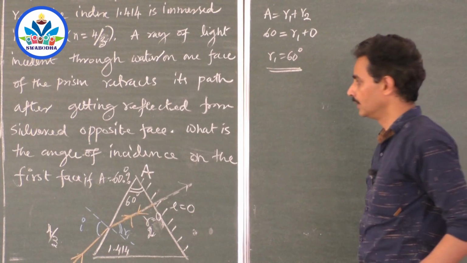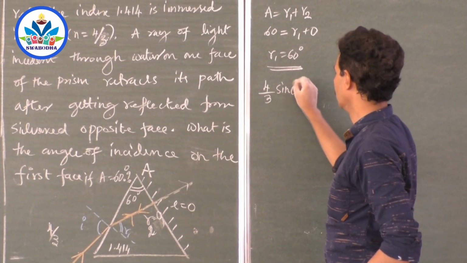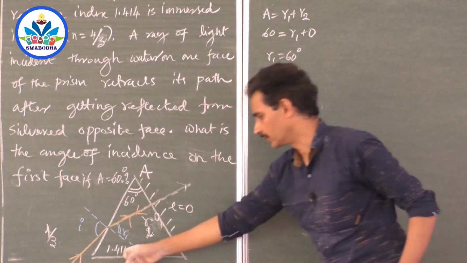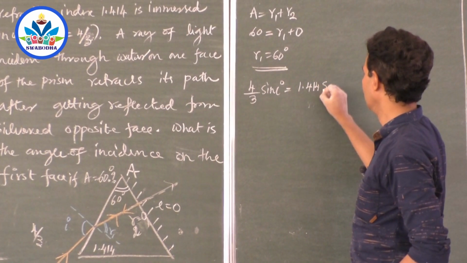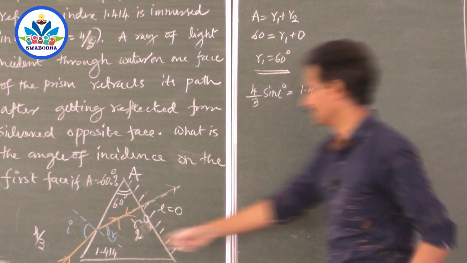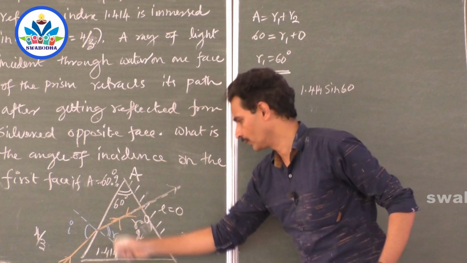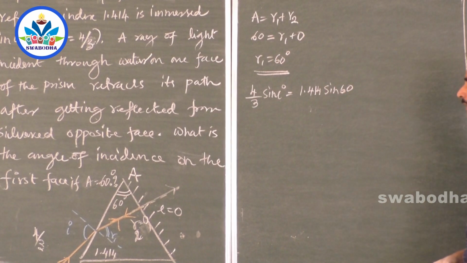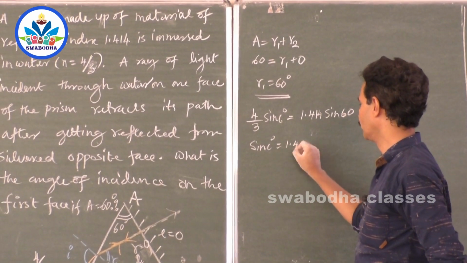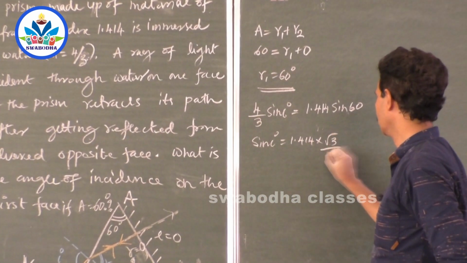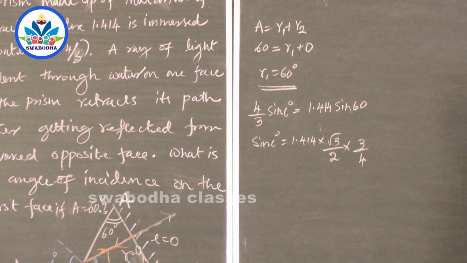What does Snell's law say? N1, 4/3 sin I is equal to N2, 1.414, sine 60. Am I right? R1 is 60. So 4 by 3 sine I is equal to 1.414 sine R1, R1 is 60, sine 60. So here we get I. So what is sine I? Sine I is equal to 1.414 into root 3 by 2 into this 3, this 4 comes to the denominator, 3 by 4. So what is the answer of this?